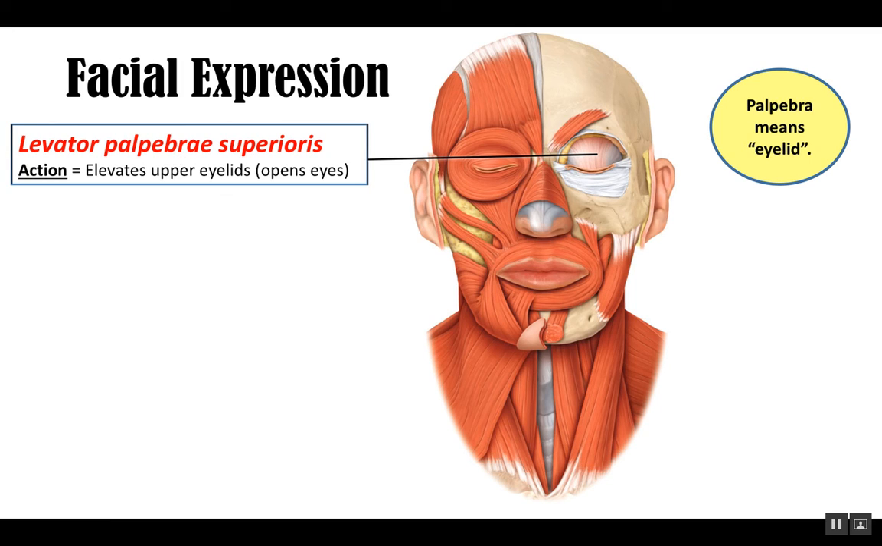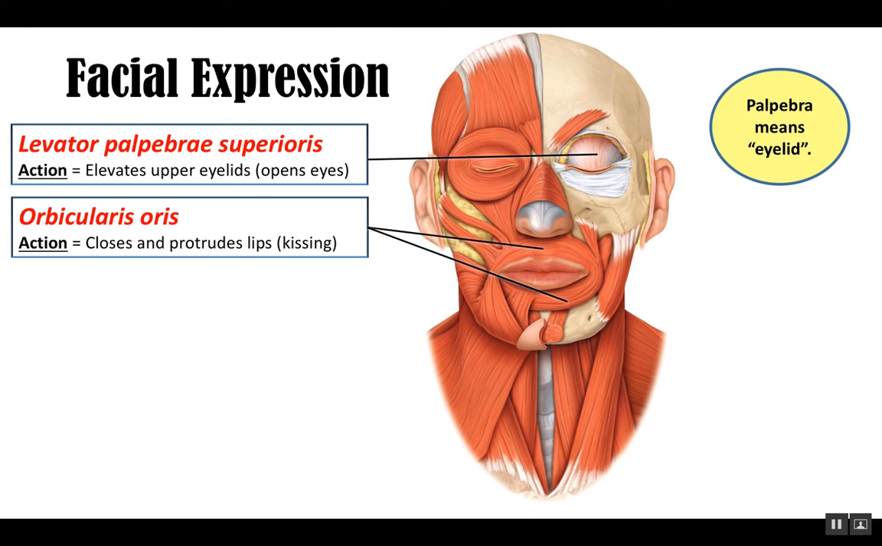The orbicularis oculi helps close your eyes. There's an orbicularis oris, a circular muscle that orbits around your mouth. When it contracts, it squeezes that closed. We call that protruding your lips, or closing your mouth, protruding your lips. We do that when we kiss someone, when we whistle. This muscle contracts to help you whistle.